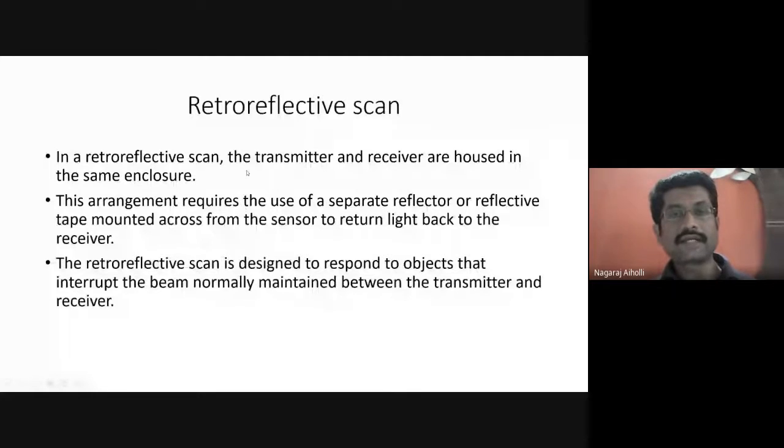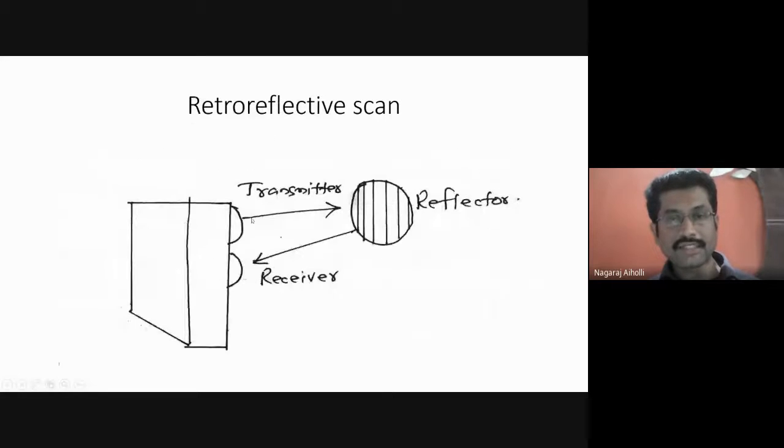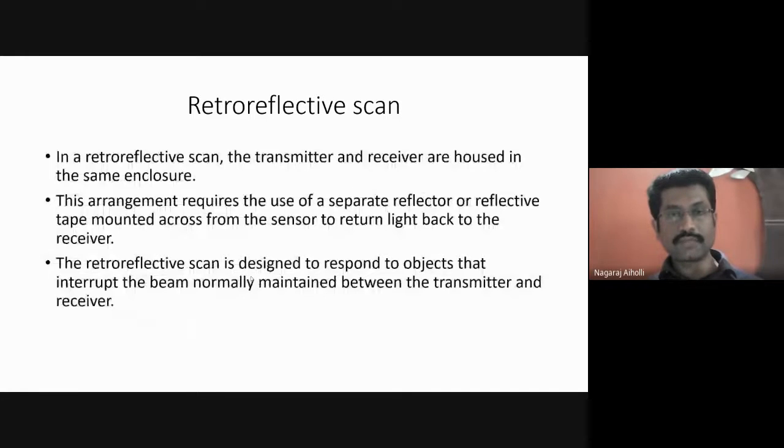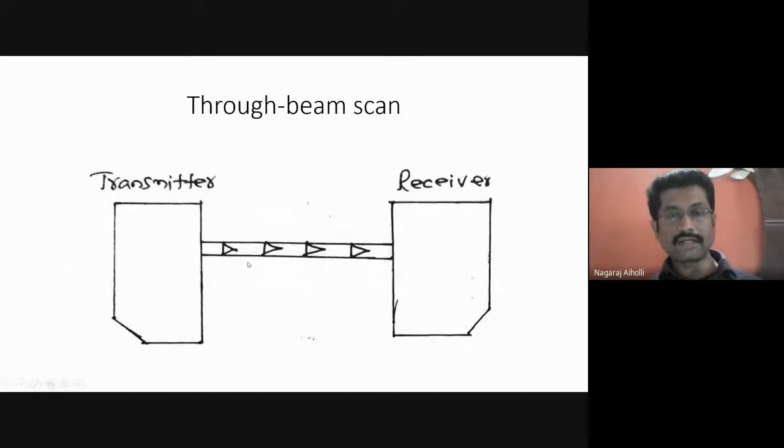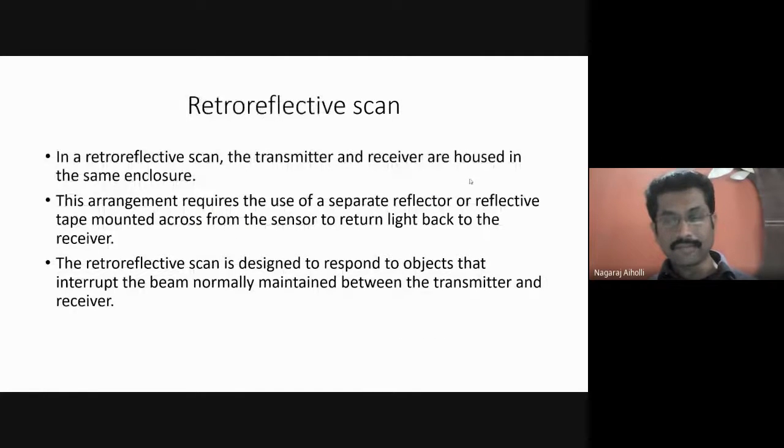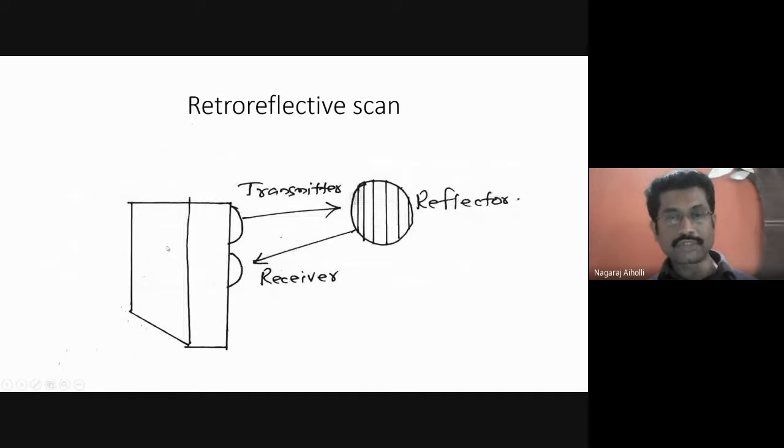One more type of scanning is called retroreflective scanning. This is different from the previous one. Here, the transmitter and receiver are placed in the same housing, in the same compartment. In the previous one, through beam scanning, the transmitter is different and the receiver is different. They are placed in two different compartments, in two different houses. But for retroreflective scanning, the transmitter and receiver are in the same portion, the same house, same compartment.